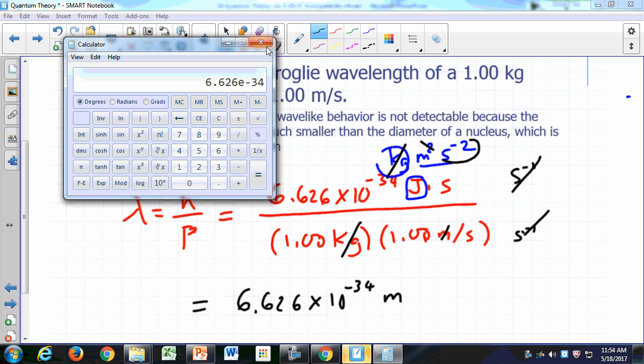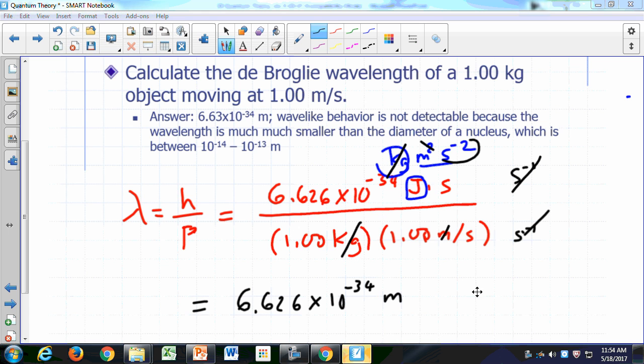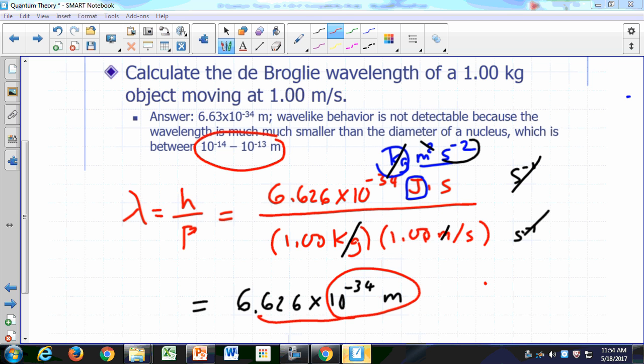Now, one thing that's striking about this number is that it's a very, very small number. 10 to the negative 34 meters. That's way smaller than the diameter of the nucleus, which is somewhere between 10 to the negative 13 and 10 to the negative 14 meters. So what that means is the wave-like behavior of a 1 kilogram object moving at 1 meter per second would be imperceptible. It's not detectable because the wavelength is so small.